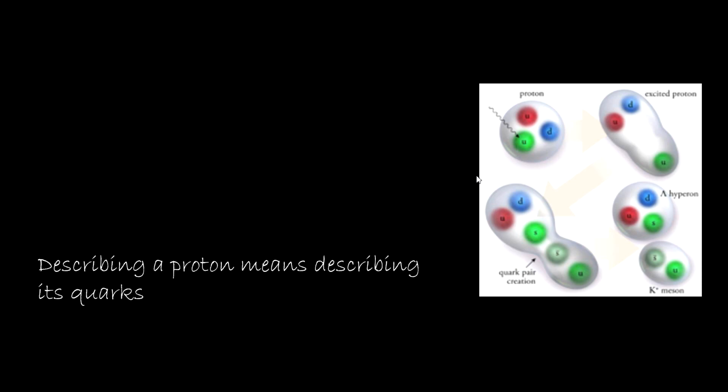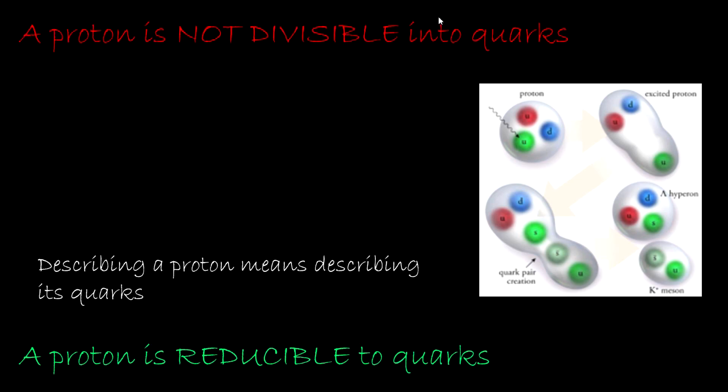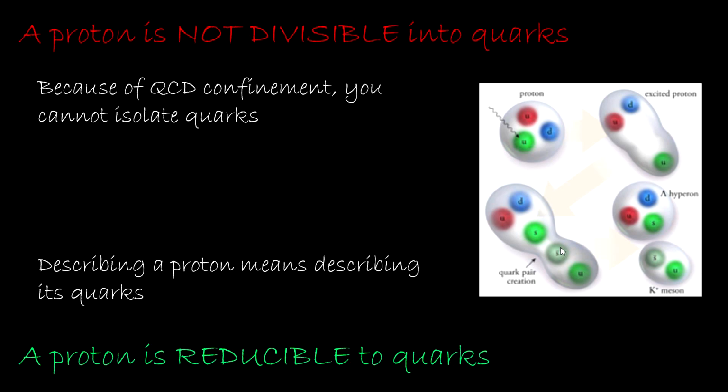Now consider a proton. We know the proton is made of quarks, and the gluons that bind them together. So a proton is reducible to its quarks and gluons. However, we cannot divide the proton into separate quarks. If we try to divide a proton, we put in so much energy that we end up producing a quark-antiquark pair. So if you try to divide a proton, you get two aggregates of quarks and gluons, not an isolated quark or gluon. Therefore, the proton is reducible to quarks, but it's not divisible into quarks.